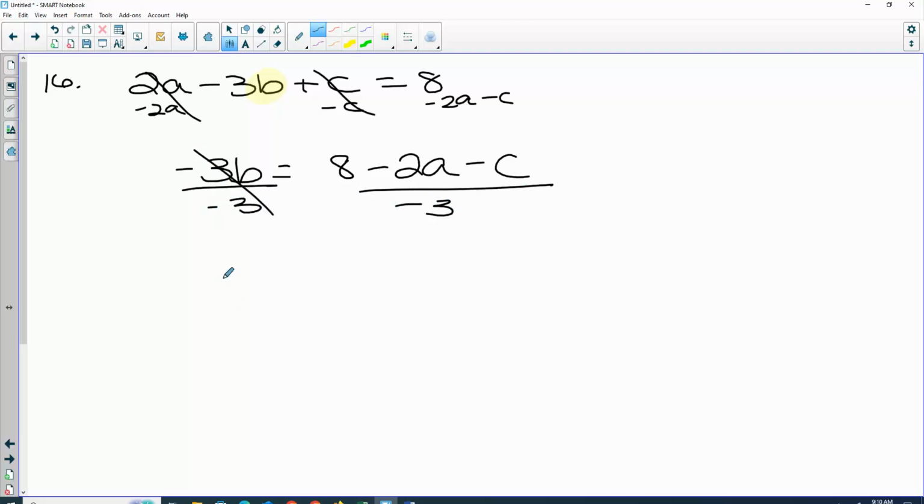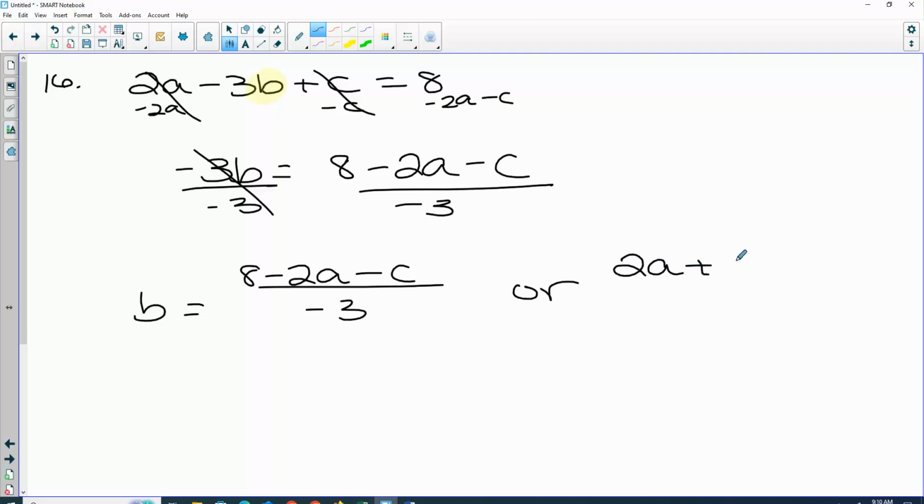On my answer key, I had two different ways you could write your answer. If you went ahead and divided by the negative, it would give you a positive 2a, a positive c, and a negative 8. So either one of those answers is fine. The only difference is on this second one, I divided my negative out. Okay, are those all right?